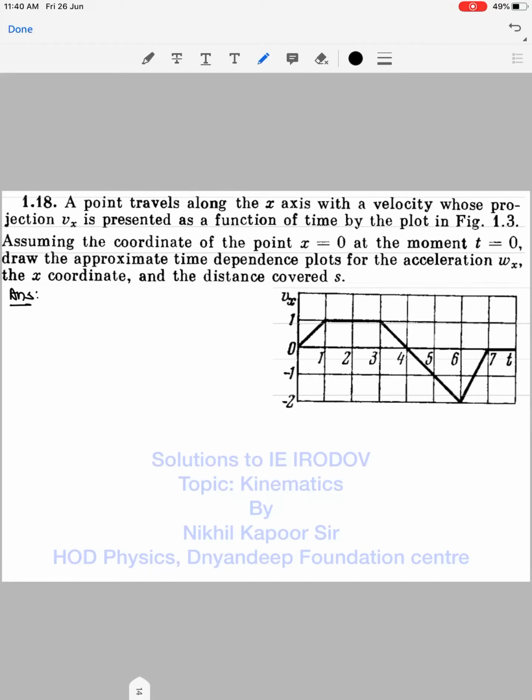So we are on the 18th question, and let's solve this. So what is given here? The velocity time graph is given to us. Okay, and it is said that, assuming that at t equal to 0, x is 0, we need to draw the time dependent plots for acceleration. Okay, we'll do one by one.